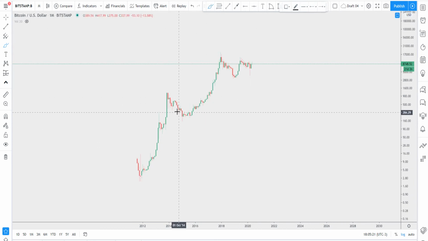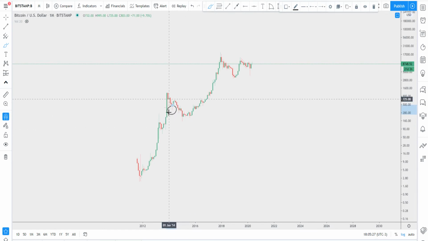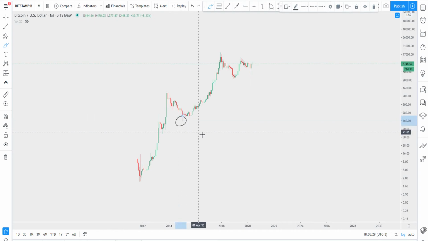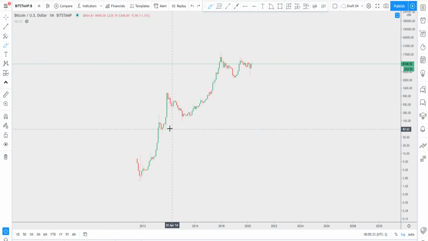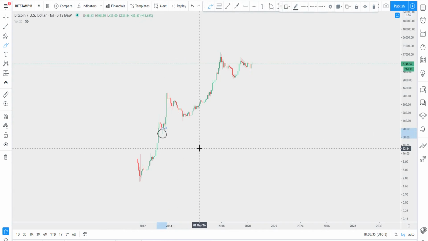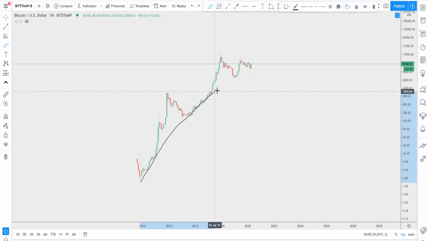Because even in this scenario here, we can say this guy here was a lower low, yes, but not compared with this one here. If we draw a line here, it's crystal clear we are in an uptrend, so there is no bear market for Bitcoin.